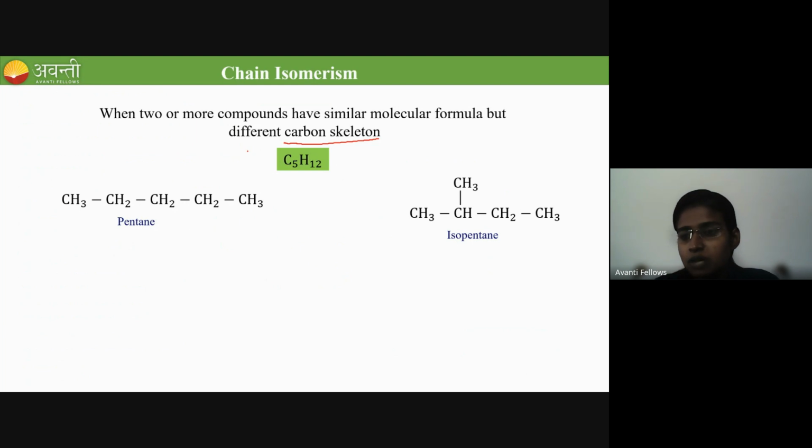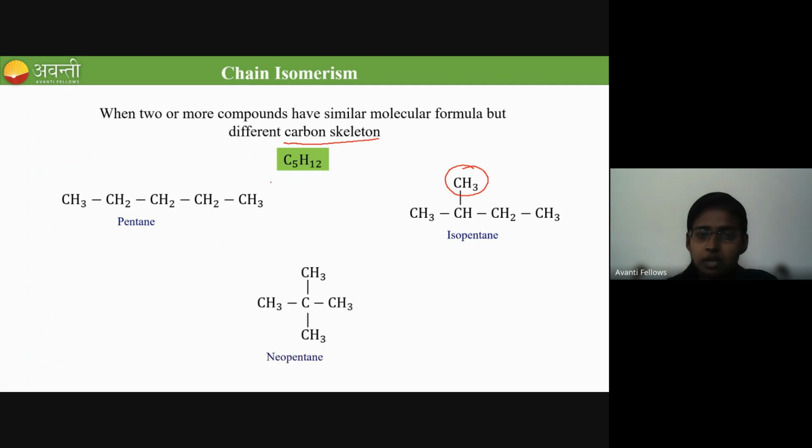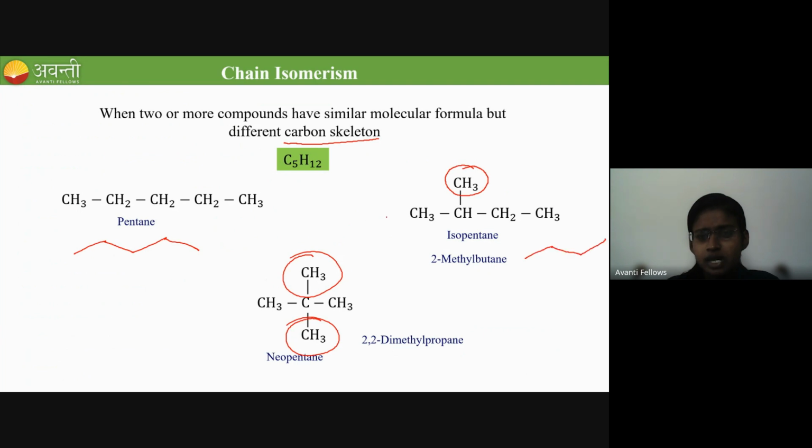In isopentane, we have one branch, with 4 carbon atoms in the straight chain. And coming to neopentane, we have 2 branches. Got it? The IUPAC name of isopentane is 2-methylbutane and the IUPAC name of neopentane is 2,2-dimethylpropane. So in pentane, we have 5 carbons arranged in a straight chain. In 2-methylbutane, we have 1 branch, and in 2,2-dimethylpropane, we have 2 branches. Here you can find that the molecular formula remains the same, but the structure, the carbon skeleton, differs. So it is an example of chain isomerism.